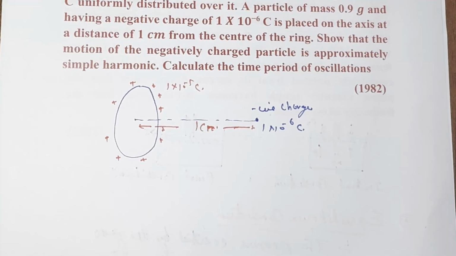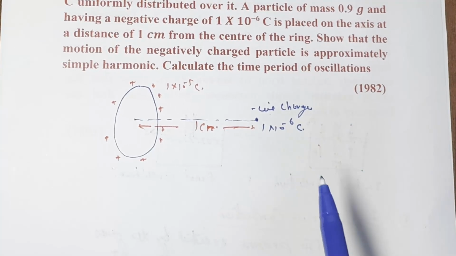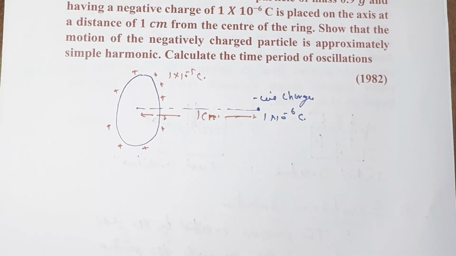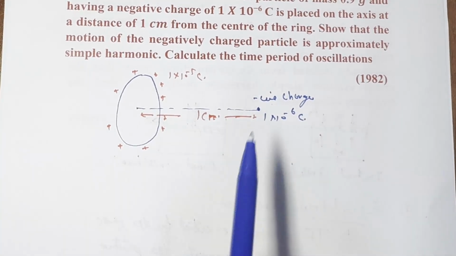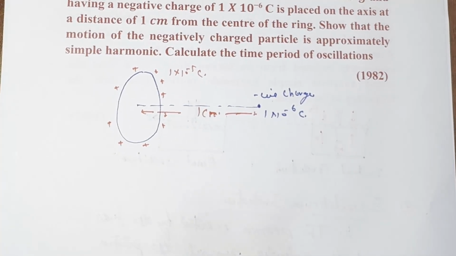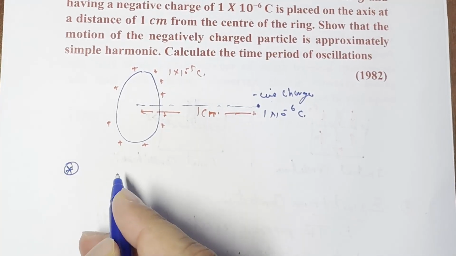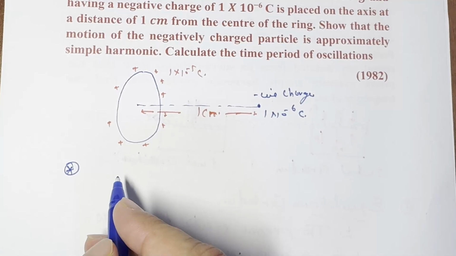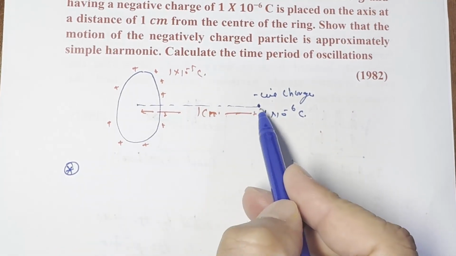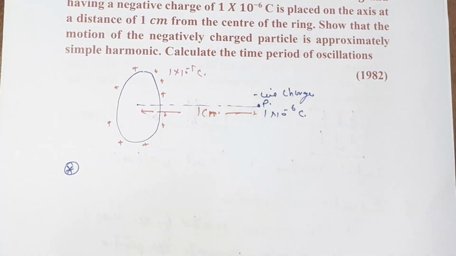We are going to use directly the formula for the electric field at this point, find out the force at this point, and accordingly we are going to manipulate it a little bit, and we will get the equation which states that the negative charge executes approximate SHM. So let us start with the electric field on the axis of a uniformly charged ring. This is a uniformly charged ring and this is the axis point, called P.